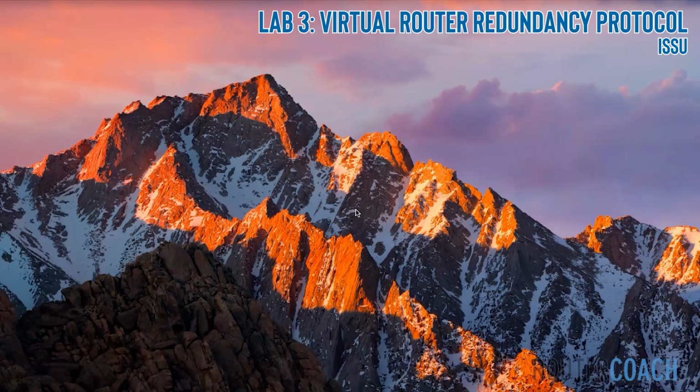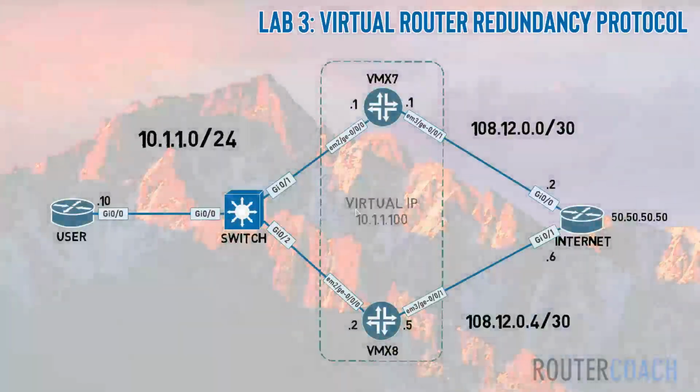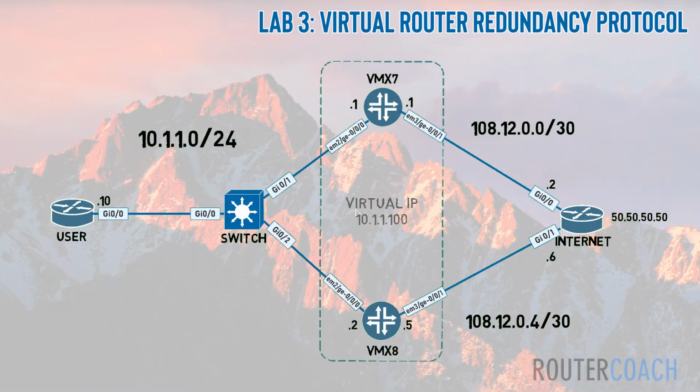So this will be the VRRP lab, and let's have a look at the topology. This is our topology here. We have a user, a PC, which I'll call user. It's connected to a switch, and then we have 2 VMX routers, VMX R1 and VMX R2, going out to an internet router. And on the other side of the internet router, we have a route which is 50.50.50.50. I've done all the IP addressing already, and I have the 2 Juniper routers open.